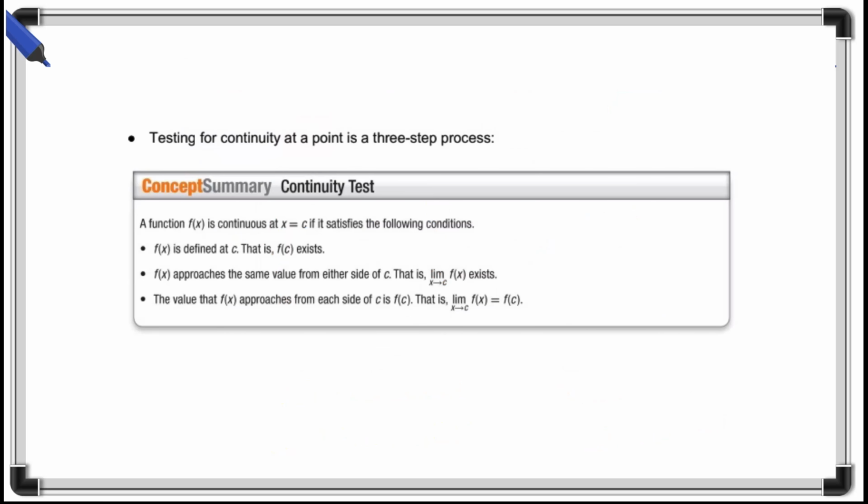So in order to test for continuity at a particular point is a three-step process. Your function is continuous if you have the following conditions met. Now, your function is defined, right? So if I take a value at c or at 5 or at 8, there is a value there. Now the function also approaches the same value from either side, which means your limit exists. And the value that your function approaches is also the value when you evaluate that same number. So your limit value equals the value that your function is defined at.